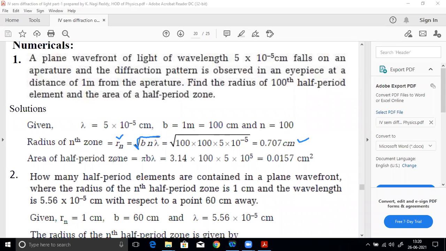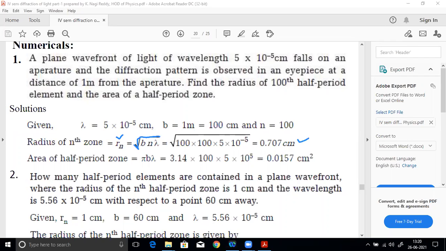Then what is the area of each half-period zone? As you know, all half-period zones have the same area. The area of each half-period zone formula is pi b lambda. That is equal to, substituting, pi 3.14 into b 100 into 5 into 10 to the power of minus 5, which gives 0.0157 centimeter square.